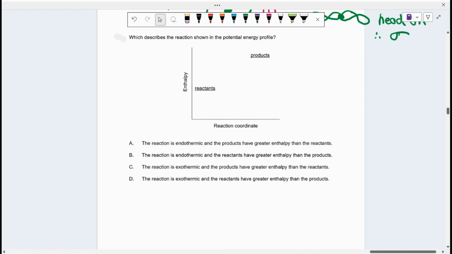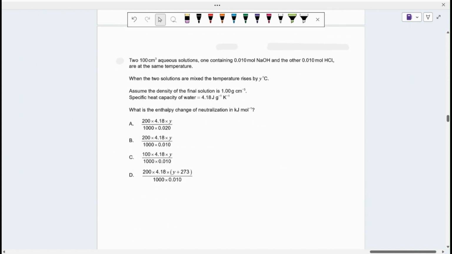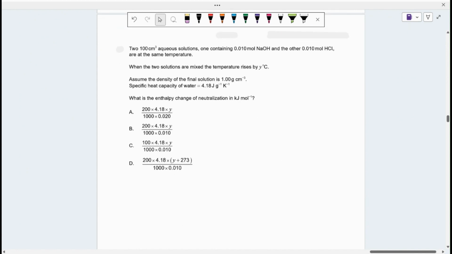Next one, which describes the reaction shown in the potential energy profile. Yeah, so to complete this, I'm just going to draw the line. Products have a greater enthalpy. So I'm going to eliminate this one, which says reactants have greater enthalpy. And this one. The reaction is endothermic. Great stuff. Next one.